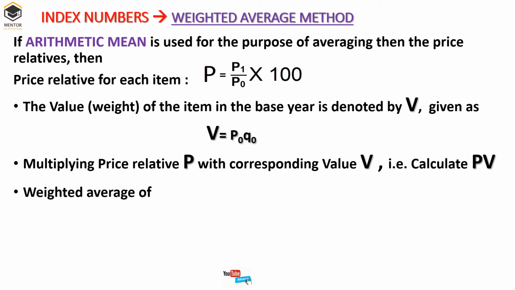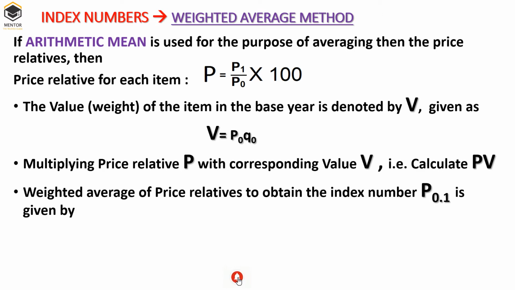The weighted average of the price relative to obtain the index number P01 is given by the formula P01 equals summation PV by summation V, which means that the price index of the current year based on the base year equals the summation of the product of price relative and the weights divided by the summation of all the weights. This is the formula of arithmetic mean to find the weighted average method.